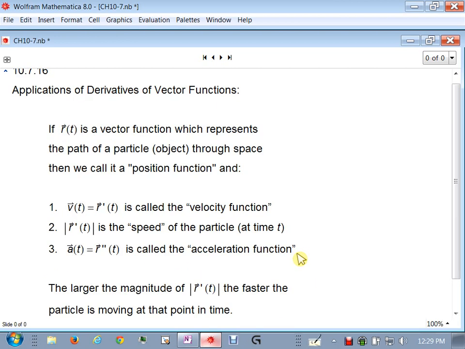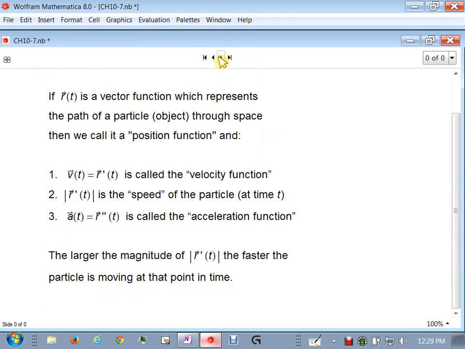In Cal 1, velocity and speed meant the same thing. It was the slope of the tangent line. It didn't matter any other way. There wasn't any other way to look at it because we weren't looking at it in terms of vectors. I hope that makes sense.